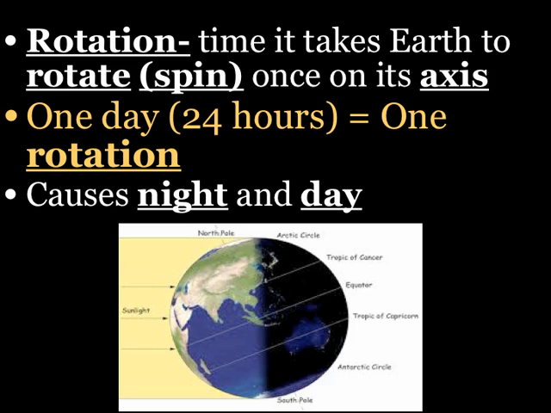Rotation. The time it takes the Earth to rotate or spin around once on its axis, the axis that has the tilt. So one day or one rotation is 24 hours. One day, 24 hours equals one rotation. This causes night and day. So once every day, the Earth rotates or spins around.